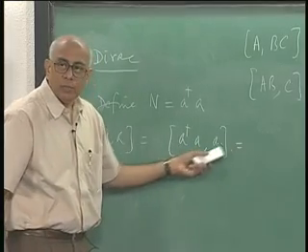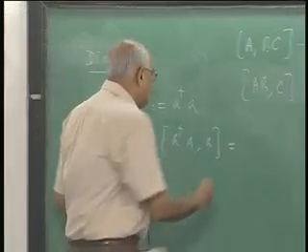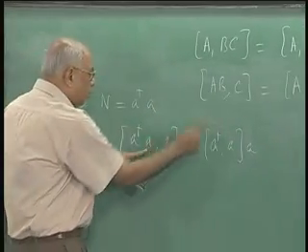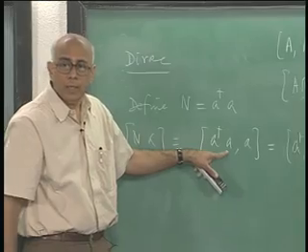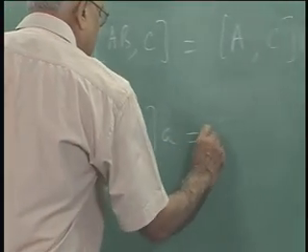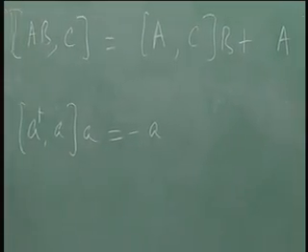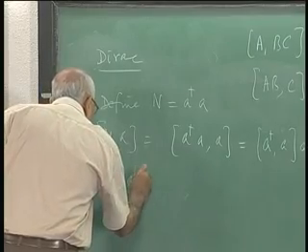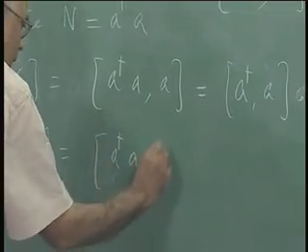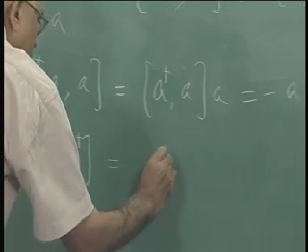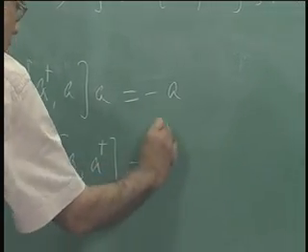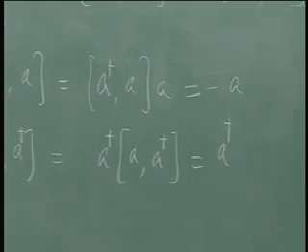A commutes with itself, so this part is 0 and all you have is A dagger with A, with the A on the right hand side. This A goes out and is on the right hand side, but A dagger with A is minus A with A dagger, so this is equal to minus A. And similarly N with A dagger is very simple, it is A dagger A with A dagger, and that is equal to A dagger on the left hand side, A with A dagger, that is equal to A dagger.